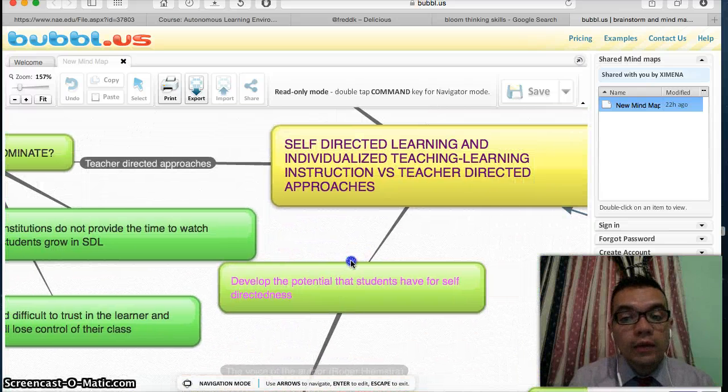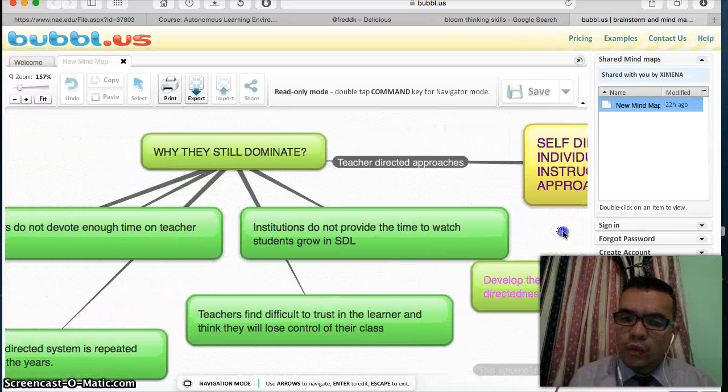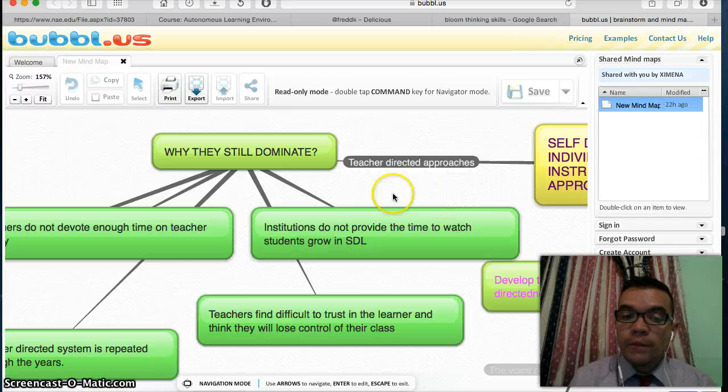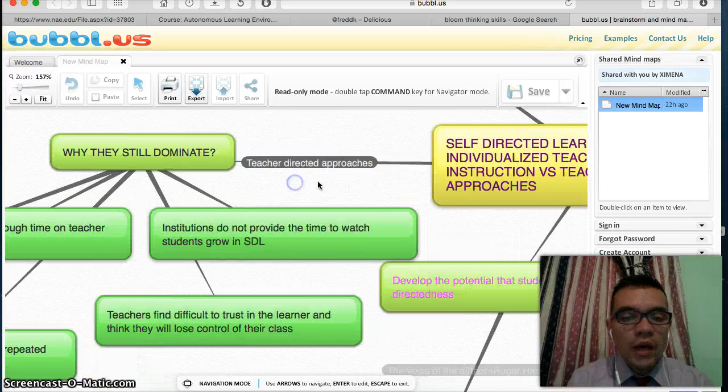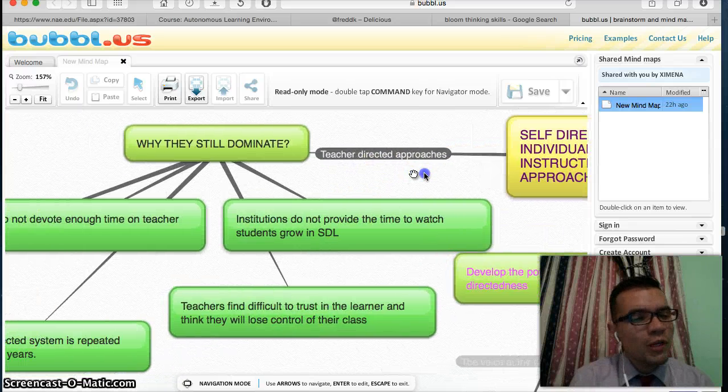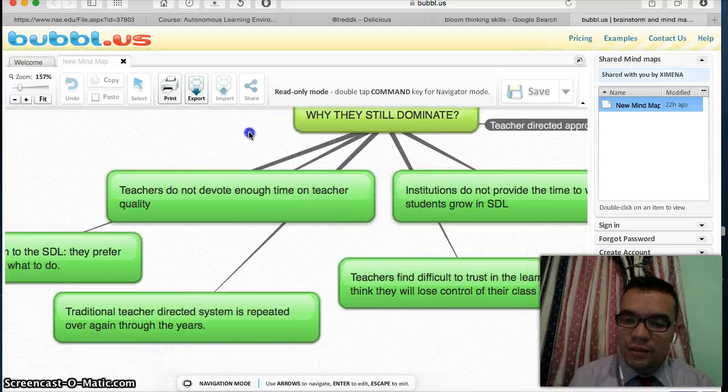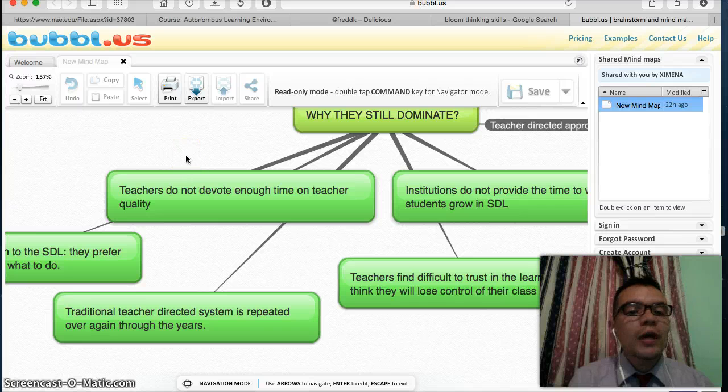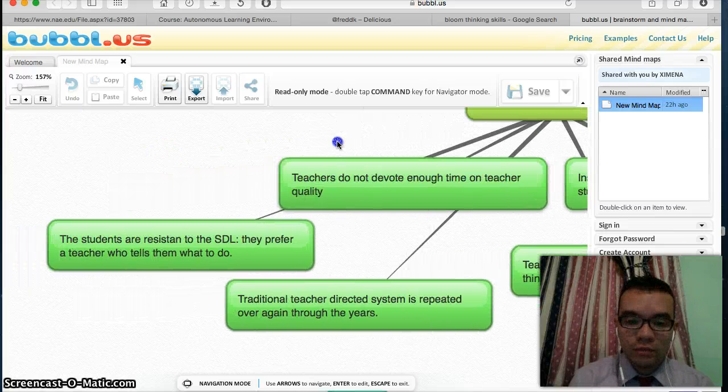On the other hand, we have the teacher-directed approaches. But when we were reading about that, two questions arose. Why do teacher-directed approaches still dominate? Let's see. First of all, because teachers do not devote enough time to teacher quality. Second, because the students are resistant to SDL. They prefer a teacher who tells them what to do instead of starting to do something.